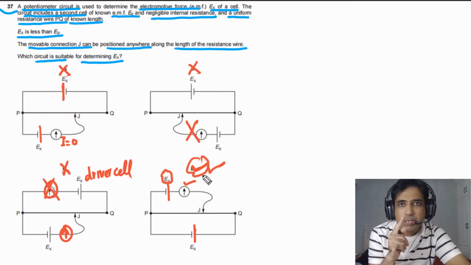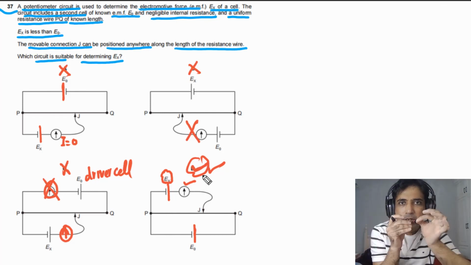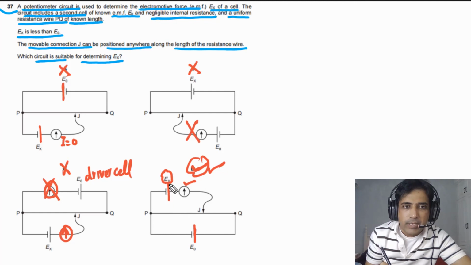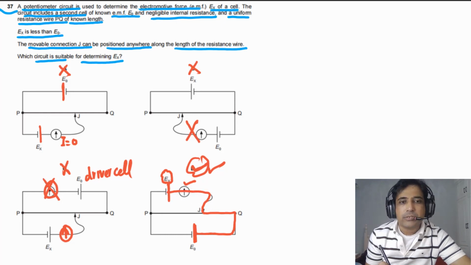So you need to understand the galvanometer has to be connected with X, and also it has to be connected in series, and the positive terminals of the two cells have to be connected with each other. Means we have the positive terminal of X here, it has to be connected with the positive terminal of E0. So simply you can see from here, they have to be connected like this. So this circuit is the suitable one. So the answer for this one is D.